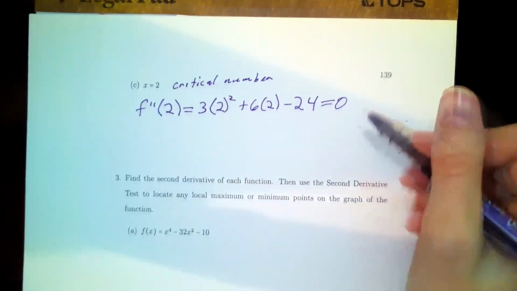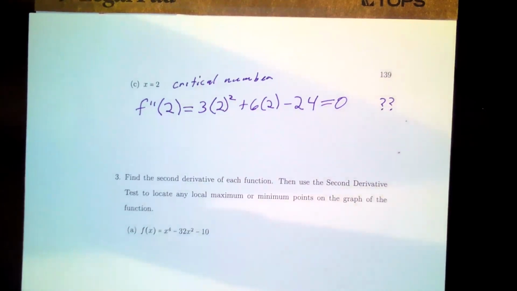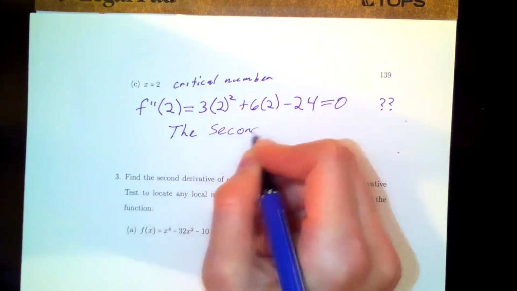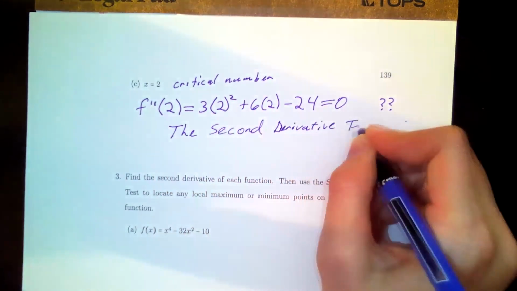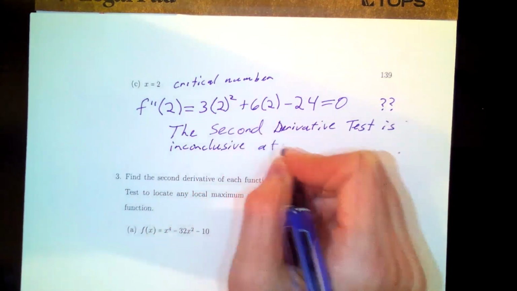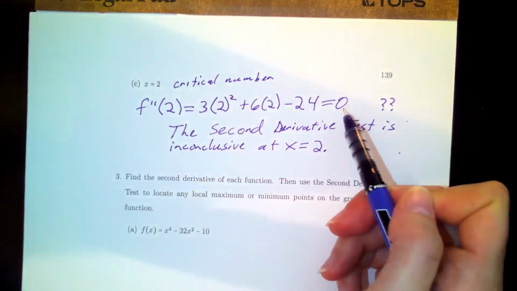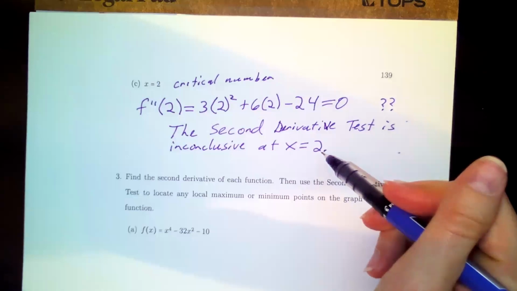This is neither positive nor negative, so I can't draw any conclusions about the shape of my curve there. What we should say then about this test is the second derivative test is inconclusive at x equal 2. So if you take your critical number, plug it into the second derivative, and you get 0, this is a big we don't know. Like, we can't say one way or the other whether 2 corresponds to a max, a min, or anything.